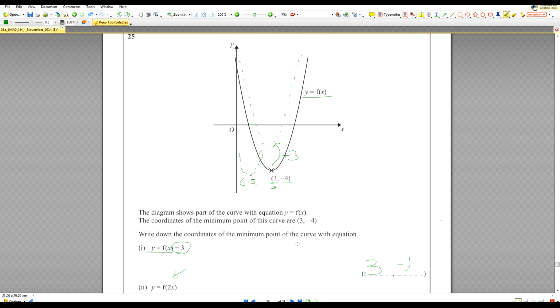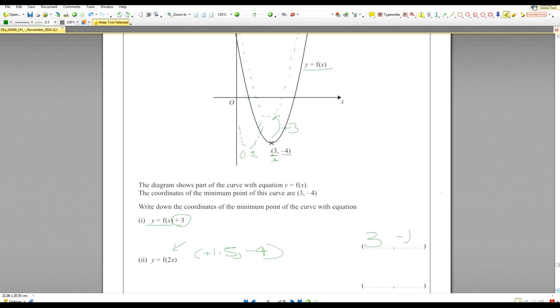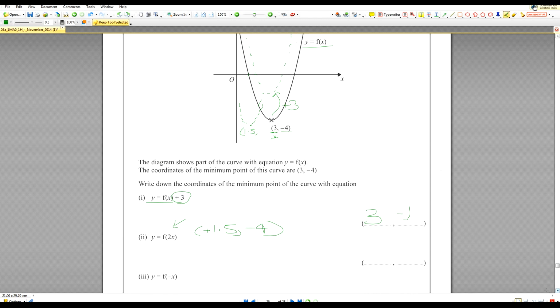And the minus 4 stays the same. So I'll put the coordinates here. It'd be now 1.5, minus 4. That stays exactly the same. Okay, the next question, which you can't see, I'll just quickly pop it up a bit. You can see now, for y equals f of minus x, we'll leave that there, that's fine.